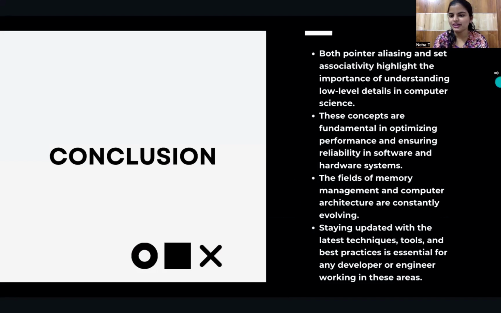Coming to the conclusion, both pointer aliasing and set associativity highlight the importance of understanding low-level details in computer science. These concepts are fundamental in optimizing performance and ensuring reliability in software and hardware systems. The fields of memory management and computer architecture are constantly evolving. Staying updated with the latest techniques, tools, and best practices is essential for any developer or engineer working in these areas. So both set associativity and pointer aliasing that we saw in this video are very important in understanding low-level details in computer science.